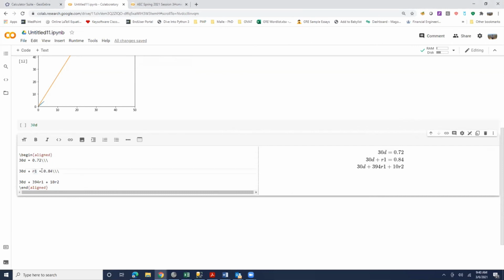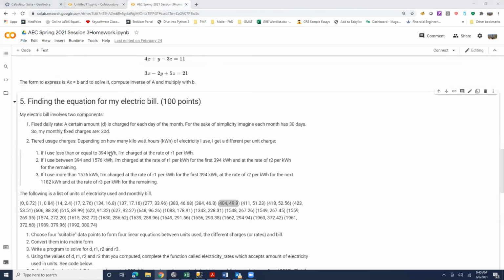So I can even now do this way. They are all linear functions. Why are we using 3 equations? Because there are 4 variables, right? We are not done yet. There is a variable D, which is the daily charge. We haven't gotten there yet.